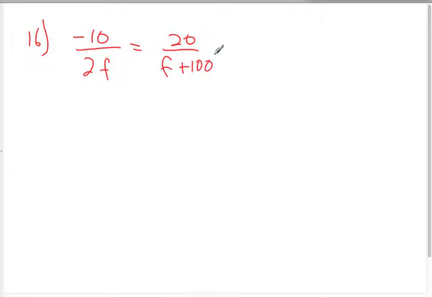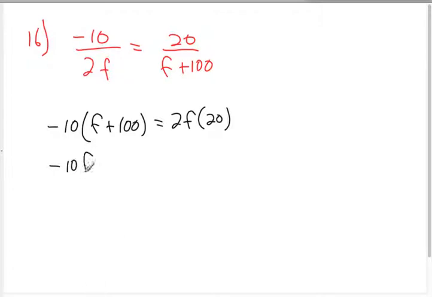Okay, moving on to 16. We have negative 10 over 2f equals 20 over f plus 100. So here we can just use cross products because two fractions are equal to each other. The cross products are going to also be equivalent. So negative 10 times f plus 100 is going to be equal to 2f times 20.